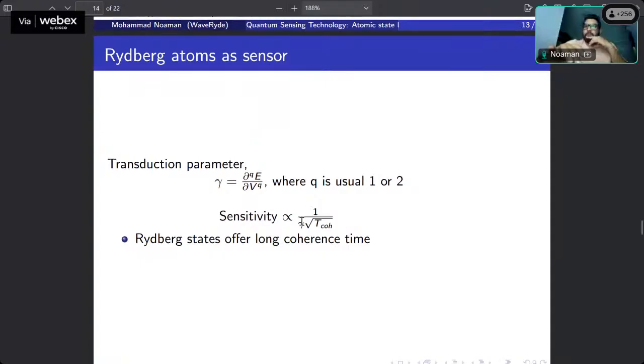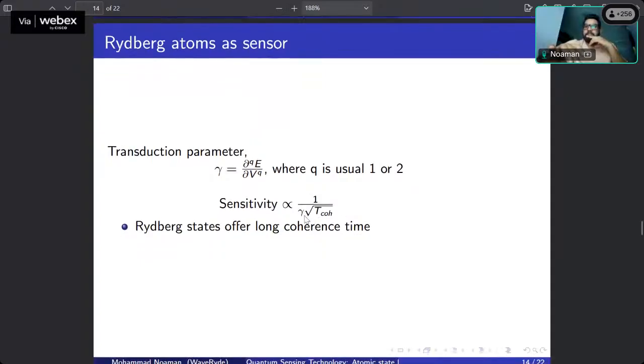And the important part that also comes into the sensitivity is the square root of the coherence time. The longer it is, the better your sensitivity would be. And as I said about the Rydberg atoms, they are long-lived and they're useful.